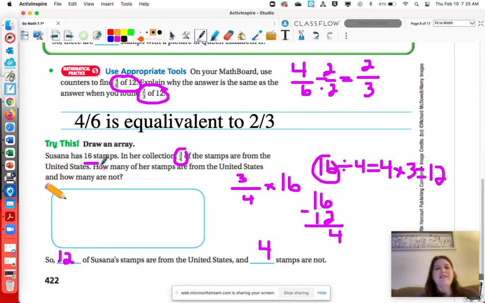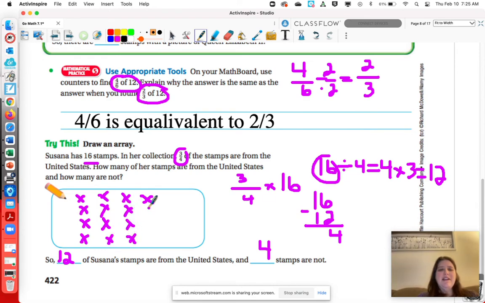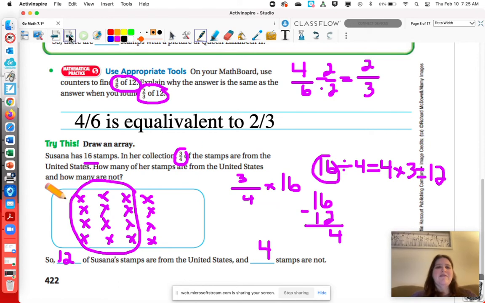So what I want to take a look at here is if we were drawing that array. So we would have 4 rows with 4 in each. And when we were done, we would then circle 3 of those. And seeing that we would circle 3, you could see that there would be 12 of them we'd circle, and then 4 of them we would not, which is another way that we could take a look at getting those answers. Let's take a look at 423.